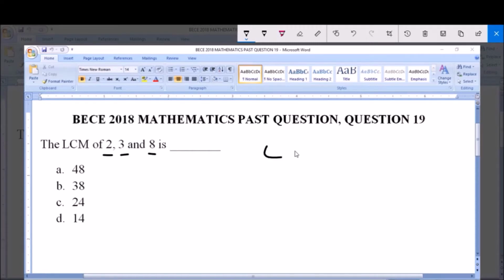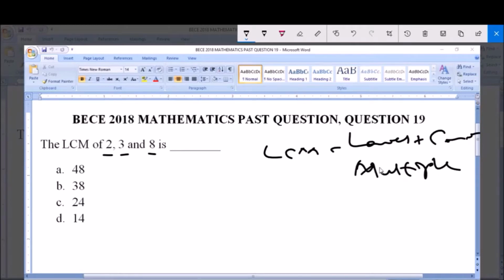Now LCM simply means what? Lowest common multiple. That's the full meaning of LCM. Now, like you know, multiple of numbers simply means what? That is like the product of that number. Let's say, for instance, you have a number 2. Multiples of 2 simply means the result of the product of 2. Like when you have 2 times 1, 2, 2 times 2, 4, you say 4 is the product of 2. That is a multiple of 2.